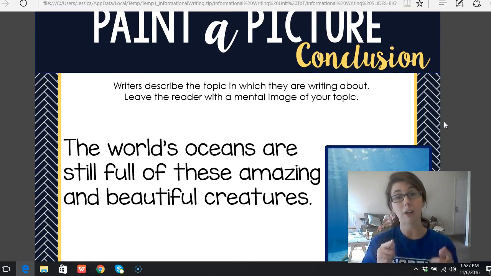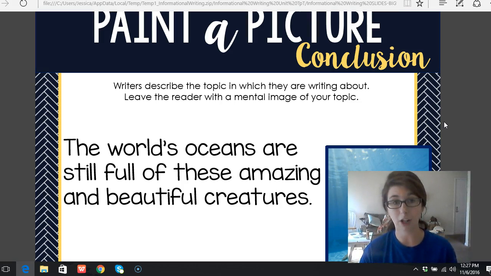Paint a picture. Now notice it says paint a picture conclusion because if you've already watched the introduction video, that's another way that you can begin your writing as well. So writers describe the topic they are writing about and they leave the reader with a mental image of the topic. The same as before, except you're doing it at the end of your writing.